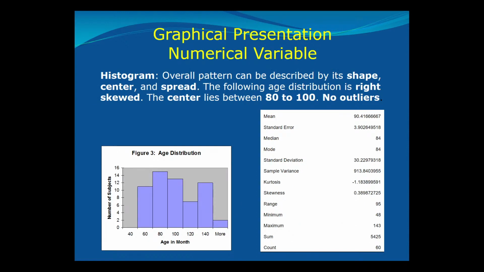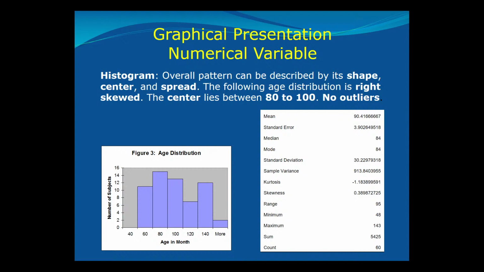But as usual, we analyze numerical variables. There are a lot of different methods, and one of them is using graphs to depict numerical variables. Histogram or bar chart is the most often used. Overall, the histogram's overall pattern can be described by its shape, center, and spread.